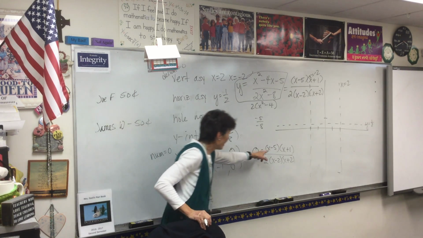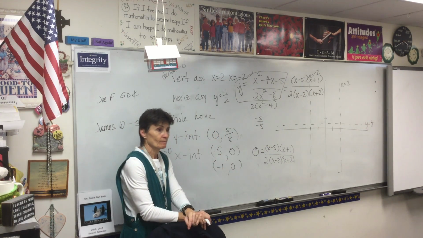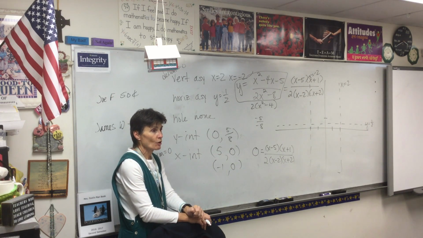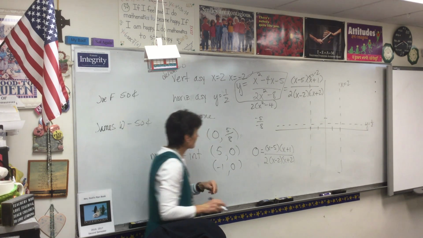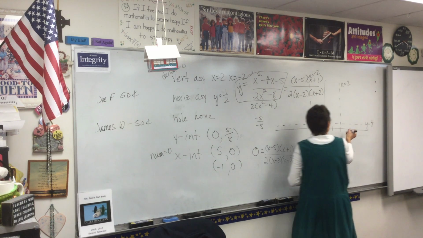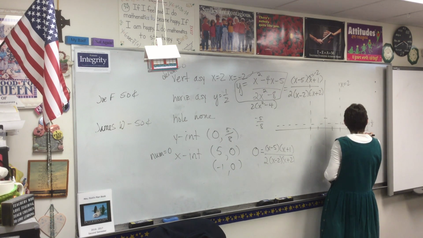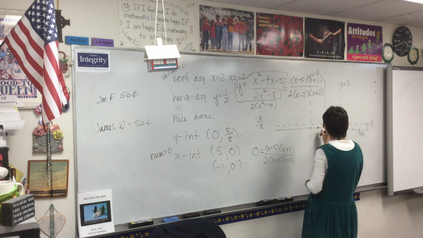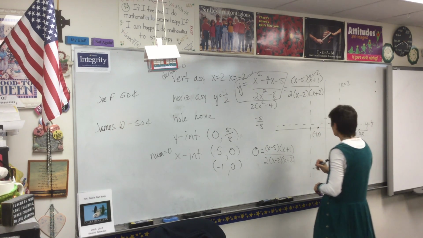If you put in 5, you're going to get 0. If you put in negative 1, you're going to get 0. Those are your x-intercepts. So I'm going to plot all that. I'm going to plot (5, 0), and (negative 1, 0), and (0, 5/8).